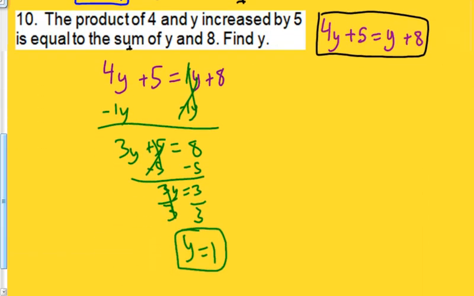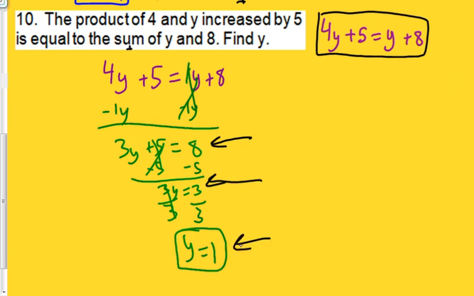I took 4y plus 5 equals y plus 8. I put a 1 in front of the y here. And since that's a smaller y term and it's on the right side, I'm going to subtract it from that right side to cancel it out, and then I subtract it from the left side. So I'm left with 3y plus 5 equals 8. I'm right here now. So I subtract 5 because that's the term that's not attached to the y. Do that on both sides, and I end up with 3y equals 3. And divide by 3 to get y equals 1.